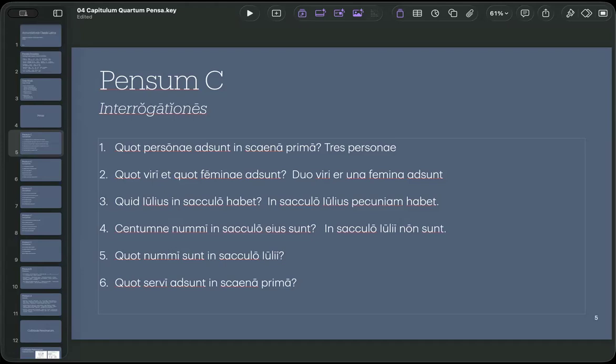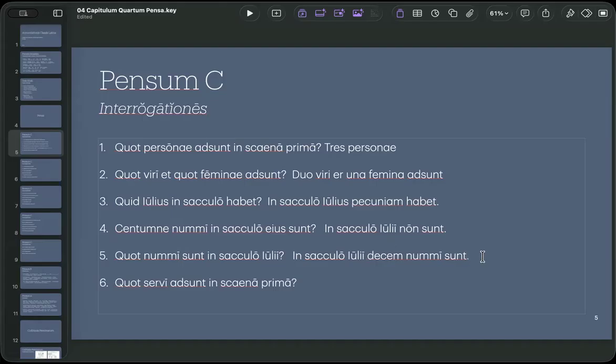Right, there are not. Quot nummi sunt in sacculo Julii? In sacculo Julii sunt decem nummi. Right, very good. In sacculo Julii, decem, wow, decem sunt. There we go. I got a D in there that snuck in. Whoa, December. All right, I'm sorry, that was autocorrect. That was not me.